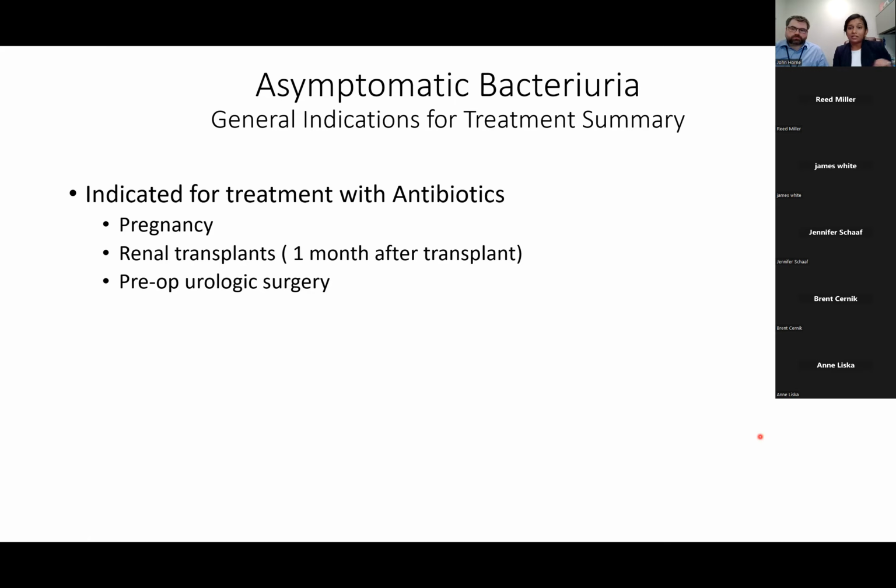So just summarizing the guidelines from 2019, what they're saying is that the indications for antibiotics for asymptomatic bacteriuria are pregnancy, kidney transplant in the first month after transplant, so the first 30 days, and urological surgeries. Those are the three situations where we treat asymptomatic bacteriuria, and it's evidence-based. There's data.